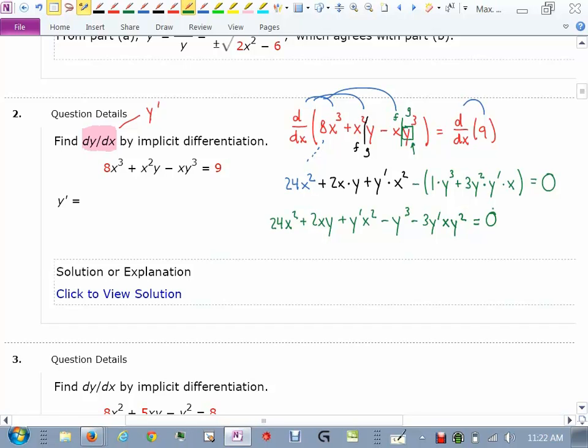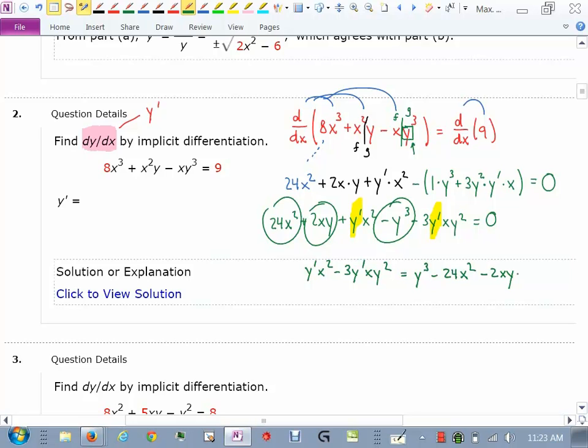All right, so we have taken the derivative. What we want to do now is we want to try and at least get all our y primes together and isolate the y prime. So everything that has a y prime, I will just leave on one side of the equation. 3y prime xy squared. And everything that did not have a y prime, which is this, I will move to the other side of the equation. So I'm going to make it this, y cubed minus 24x squared minus 2xy.